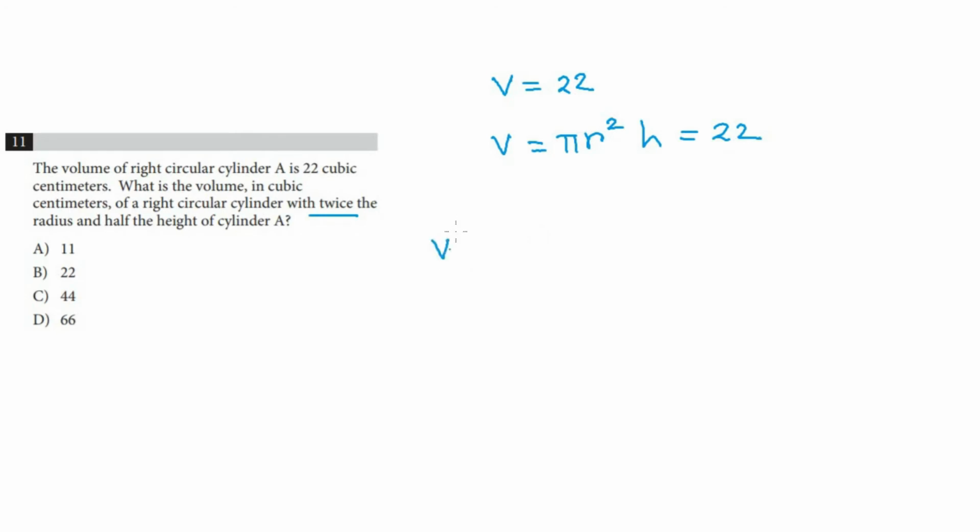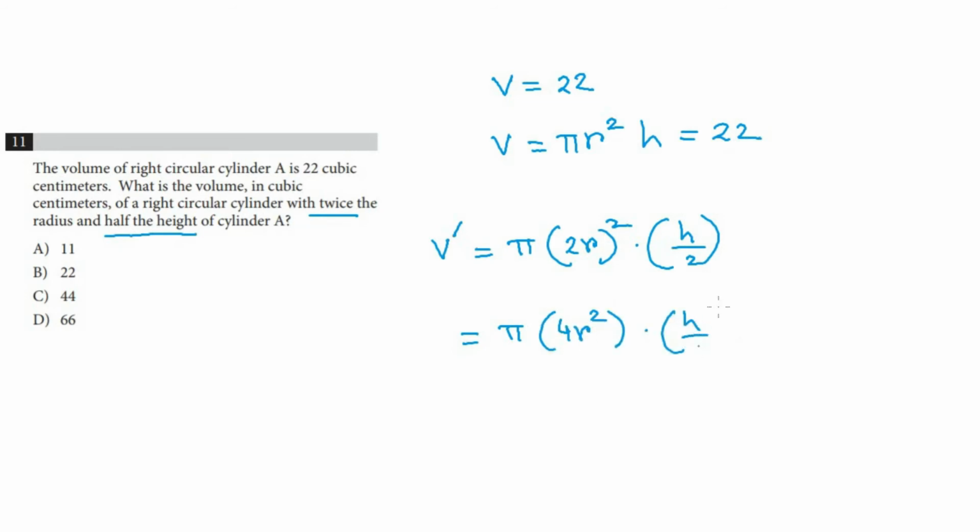So the new volume will be V dashed equals pi times (2r) squared, because the radius became twice, and then the height became half of the previous height. So the new height is h divided by 2. Now we simplify this: pi times 4r squared times h divided by 2. 4 and 2 cancel, we get 2 here. So that means 2 pi r squared h.